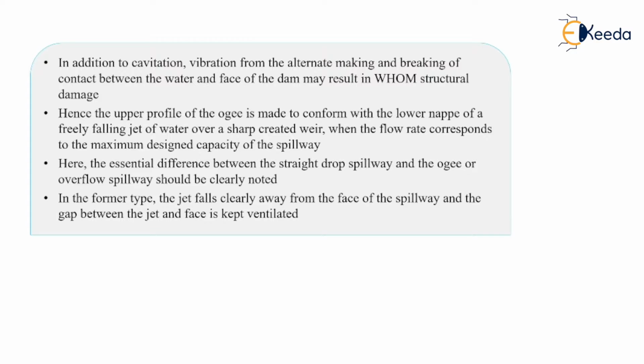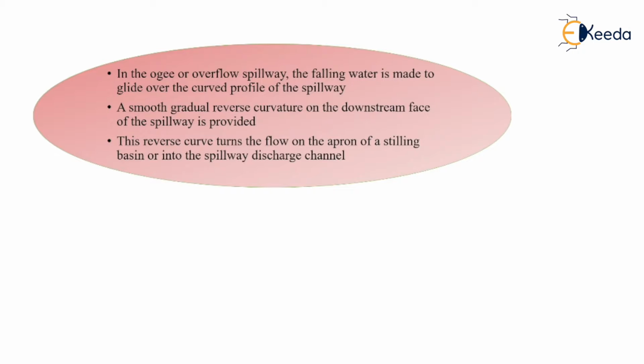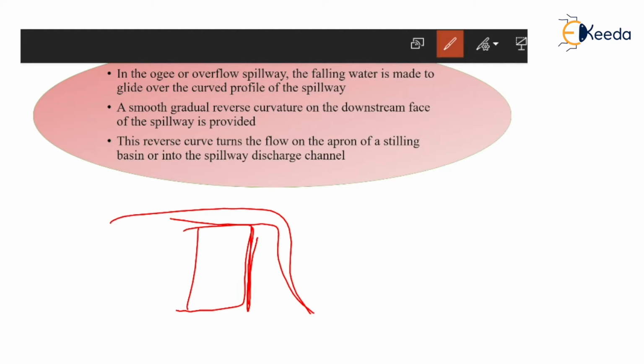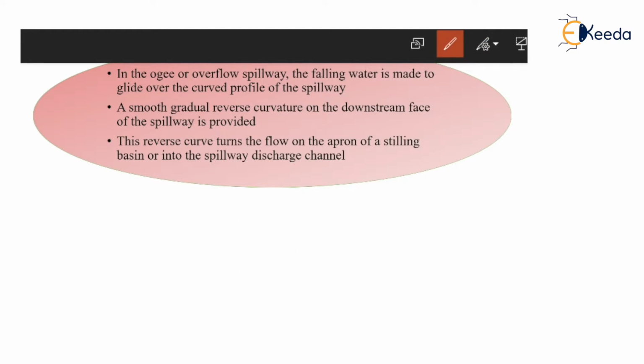In the former type, the jet falls clearly away from the face of the spillway, and the gap between the jet and face is kept ventilated. You have seen this in the straight drop spillway. In that particular spillway, the jet of water continuously falls on the bed of the channel, the bed of the downstream part. But the part between the jet of the water and the spillway remains ventilated like this. Once it comes over here, it will not attach to this portion. This portion remains ventilated and cavitation will be formed in this region.